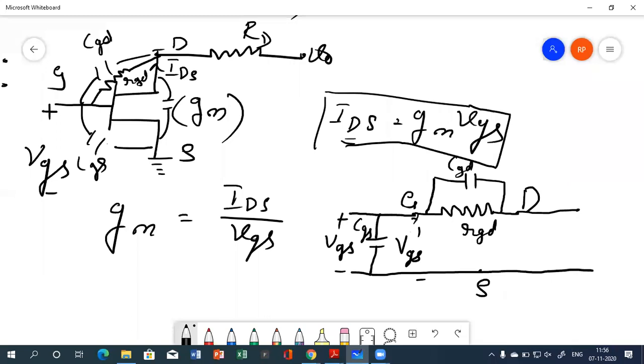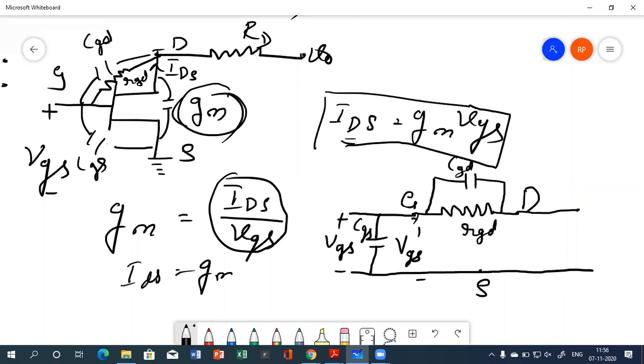When I come to the drain and source, between the drain and source, first we have one current source, that is gm, which is nothing but IDS by VGS, where IDS is nothing but what? We write it as gm into VGS. So that I'm going to show here between the drain and source using a current source, because IDS is the current source that flows from drain to source. So this is nothing but IDS, or we can call it gm into VGS. The current source flows from drain to source terminal.